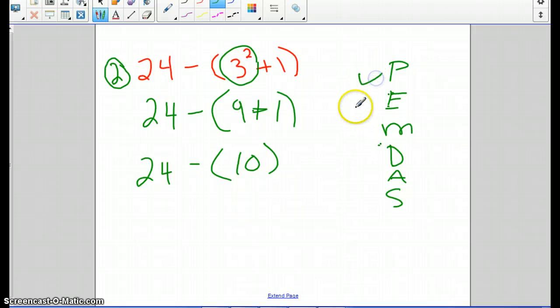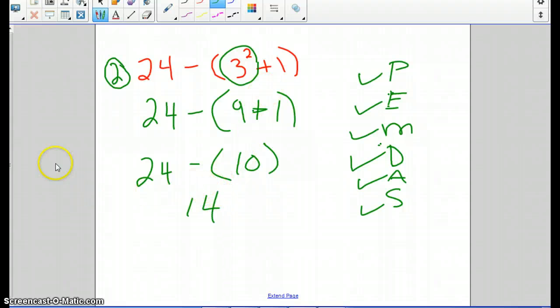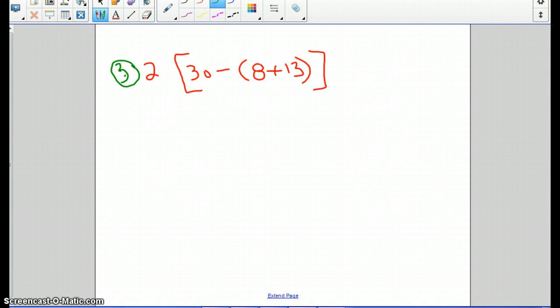So we've taken care of parentheses and exponents. There's no multiplying, there's no dividing, there's no addition, and all that's left is subtraction. 24 minus 10 is 14. So this expression, when you apply the order of operations, simplifies to 14. Let's take a look at another example.